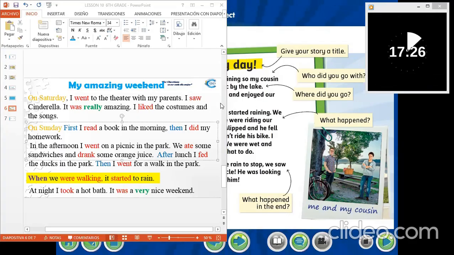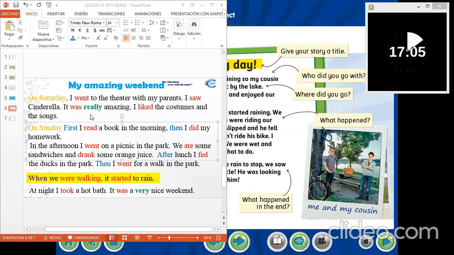Vamos a hacer una composición sobre tu fin de semana. Como mínimo, por favor, 10 ideas. What activities did you do on Saturday?